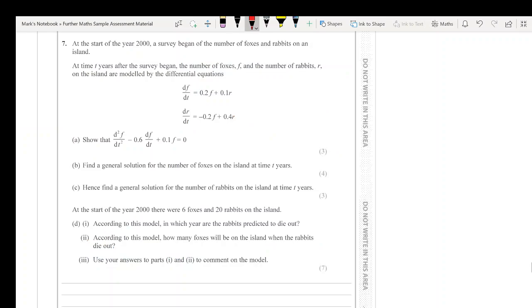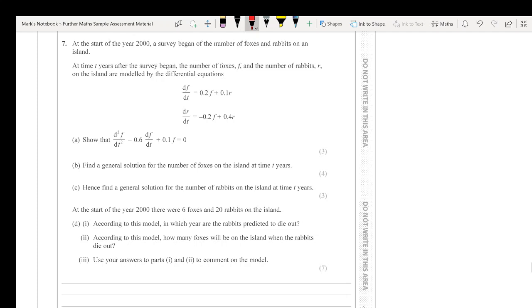Okay, question 7. So at the start of the survey, you get these two differential equations. F is foxes, R is rabbits. Show that d2f dt squared is equal to 0, and you're given these. Now notice there's no R in this, so our main job is to eliminate R.